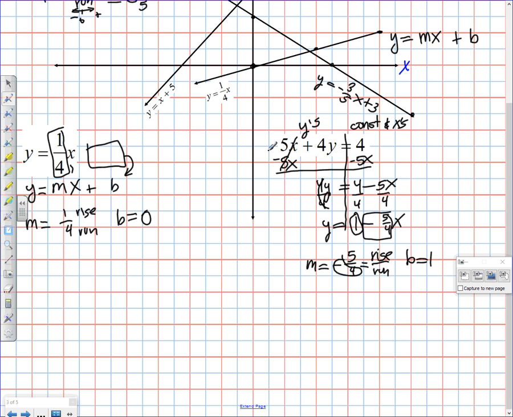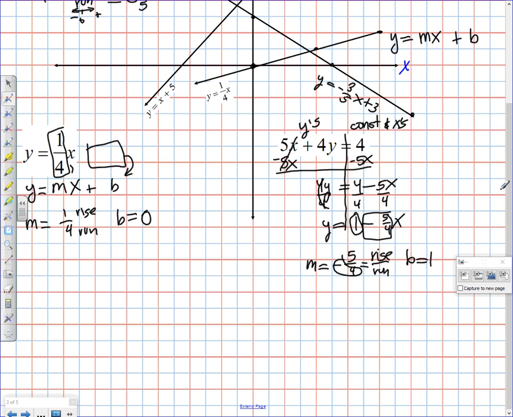So there are problems where they don't give the y by itself already. If they don't give it to you, you get it all by itself. Now, once you get it by itself, whatever's next to the x is your m, and whatever is all by itself, no x, no y, that is your y-intercept.